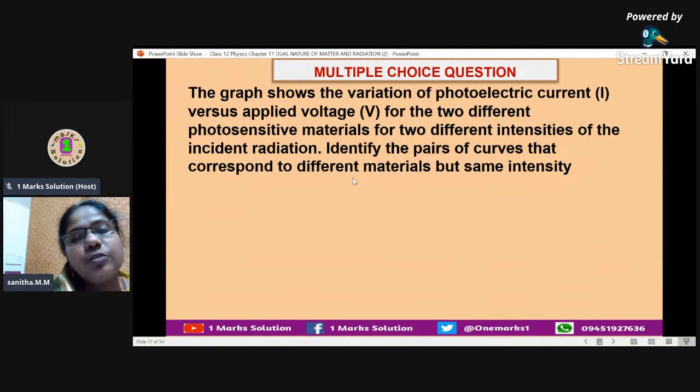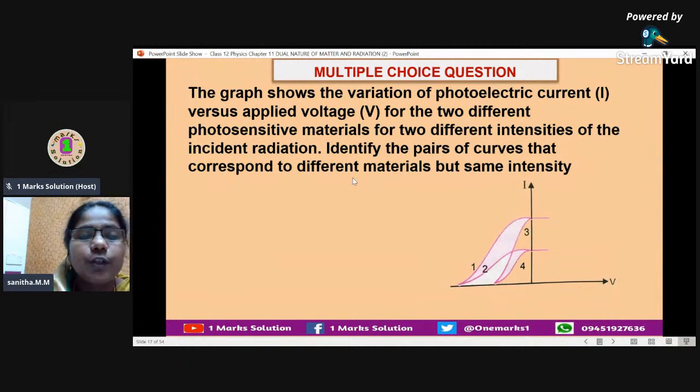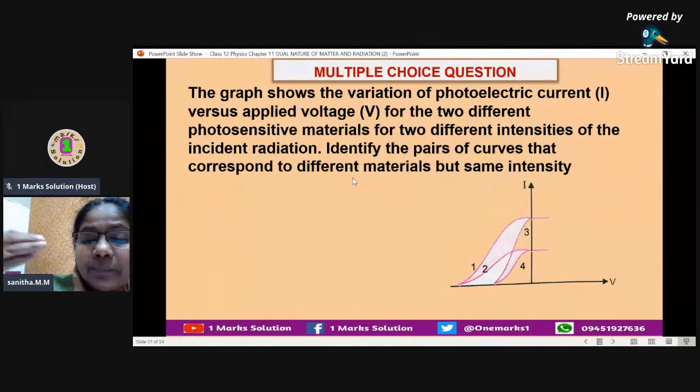The graph shows, again, the variation of photoelectric current versus applied voltage for 2 different photosensitive materials at 2 different intensities of the incident radiation. Identify the pairs of curves that correspond to different materials but the same intensity. Same intensity means the intensity is the same. We can say 3 and 4, it is written like that, having the same intensity.